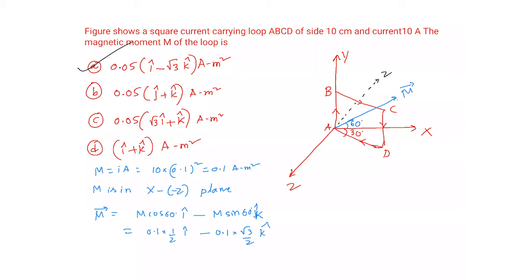K cap. So 0.1 by 2 is 0.05. So the magnetic moment is given by 0.05 I cap minus 0.05 root 3 K cap. What can you take common? 0.05 you can take common: I cap minus root 3 K cap ampere meter square. So the correct option is A. Copy that, children. The magnetic moment will be perpendicular to the plane of the loop.